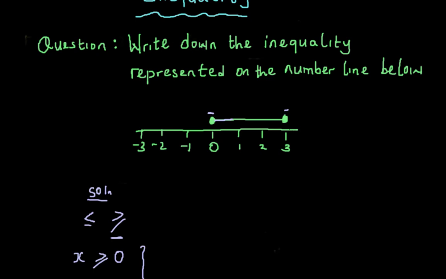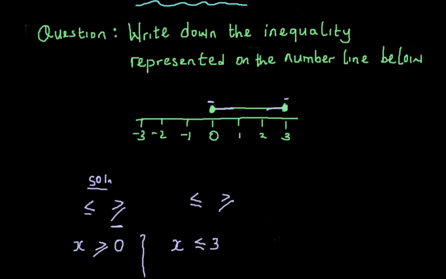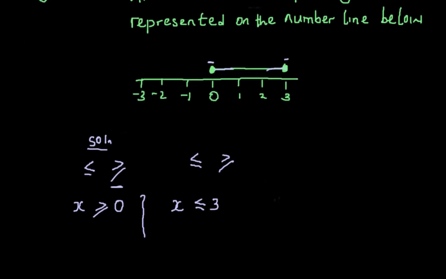Now let's take the second knot. It's also a shaded knot, so it means that it's either less than or equals to, or greater than or equals to. Now we can also have a letter, the same letter, x. In this case, the arrow is moving towards the left, so we pick less than or equals to, and the shaded knot is on top of 3, so we have 3. Do you understand?